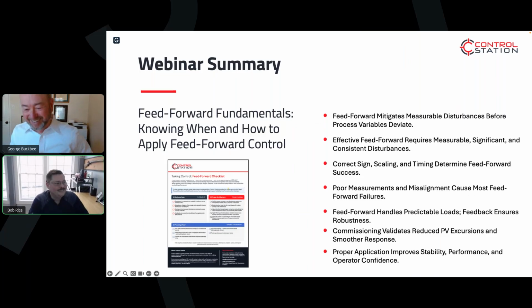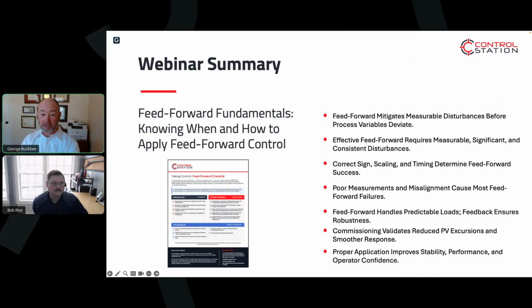Tell you what. Good. Okay, so yeah, just a quick summary of today: feed forward, as you've seen, helps us solve problems before the PV deviates. That's the most important thing. If you take one thing away from today's webinar, it's that feed forward can help us solve a disturbance before it impacts the process.